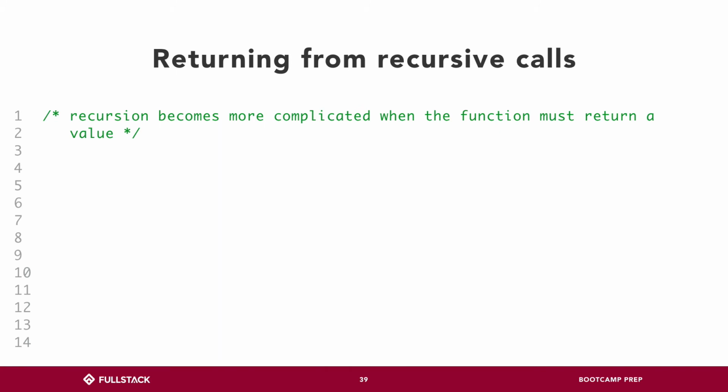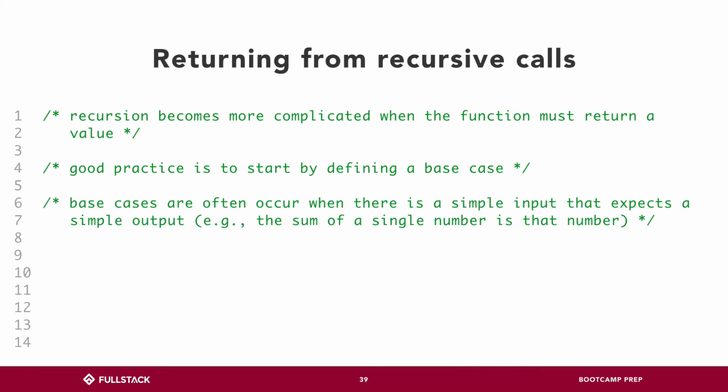Okay, so now we understand how to have a set of functions that call each other and output console logs, right? But now things get more complicated when functions return a value, right? So we say, okay, you know what? Don't just output console log, but actually return me something, return me some information, right? And so here, let's start by defining a base case. So in recursion, the first thing to think about is what are my base cases? And base cases oftentimes are what happens when you have the most simple input that expresses the simple versions of that problem, right? And so, for example, the sum of a single number is that number.